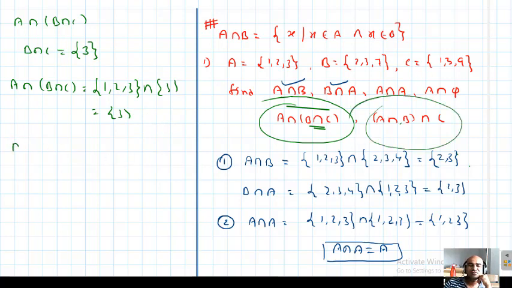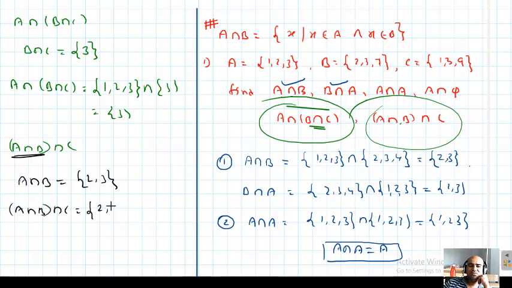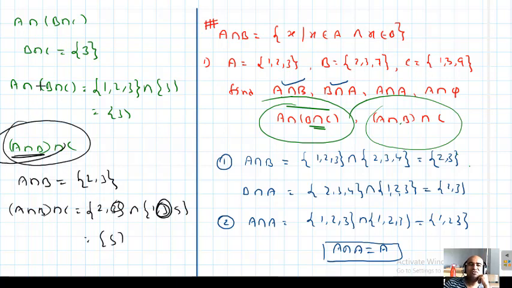(A intersection B) intersection C I want. First of all, you need to find A intersection B. Directly I can write A intersection B by observing this, {2, 3}. Next, {2, 3} intersection C, which is {1, 3, 9}. What is common? Only 3 is common, that is the set {3}. So what I observe is that this is equal to this.